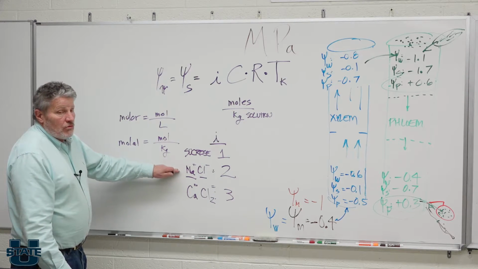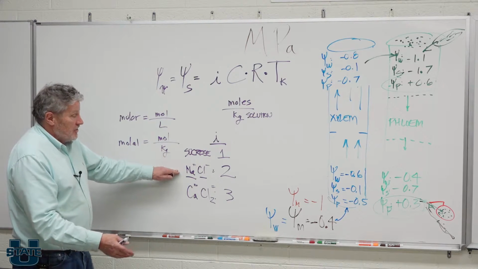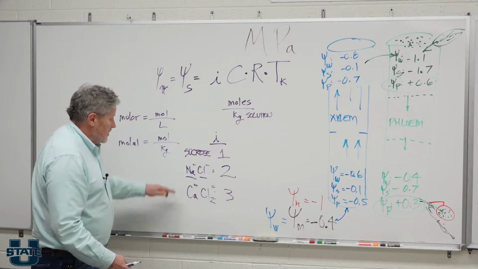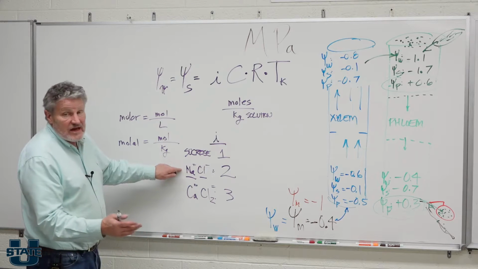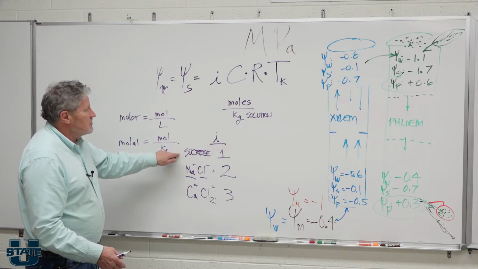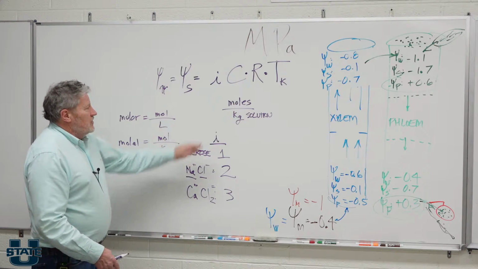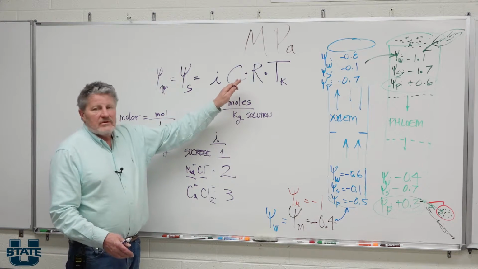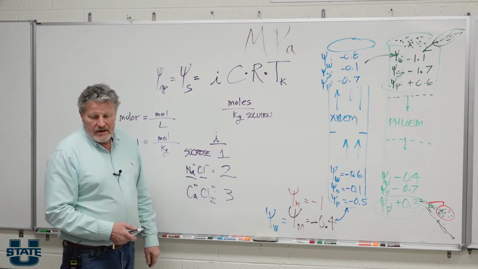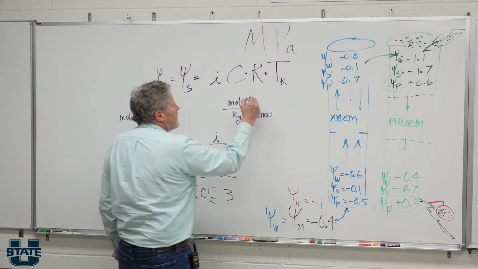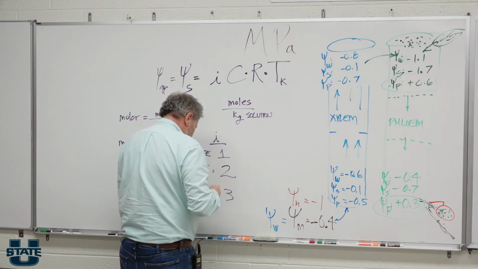But as a general rule, sodium chloride, the dominant salt that drives osmotic potential in soils and saline soils, is 2, and sucrose is 1. And then we take the concentration times R and T. So if we put some numbers in here, now I'm going to change colors.